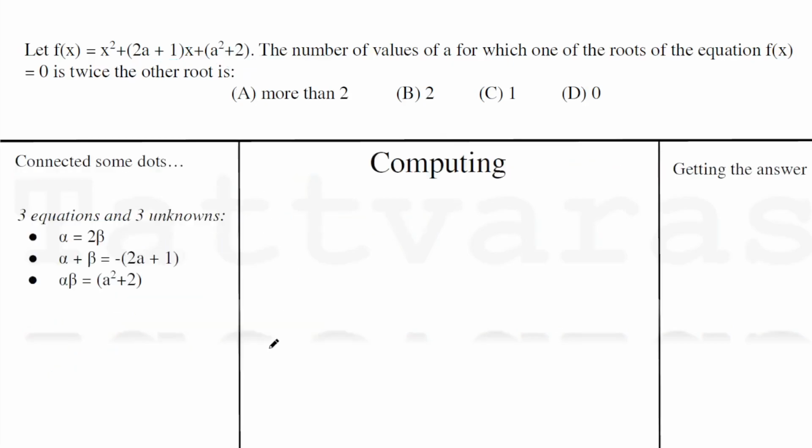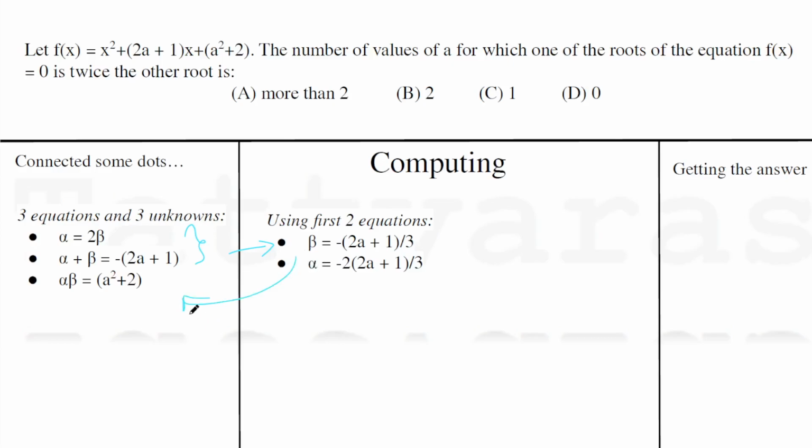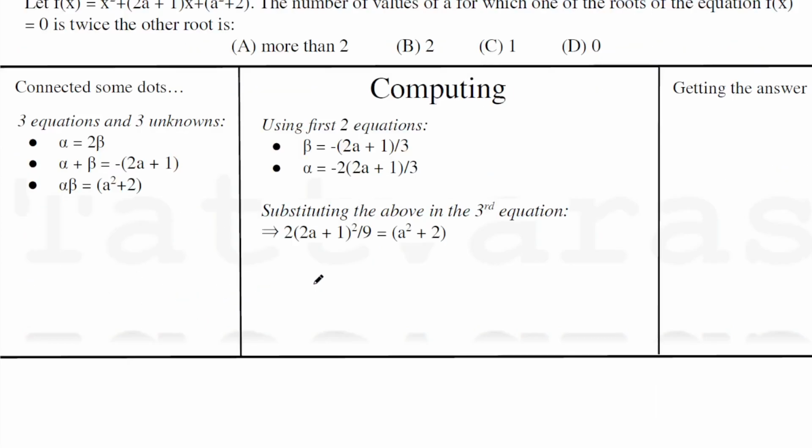So guys, we have three equations and three unknowns. More than that, we know what we are looking for. We want values in terms of A, so it helps us simplify further. From the first two equations, we can express beta and alpha in terms of A, and then substitute these values in the third equation.